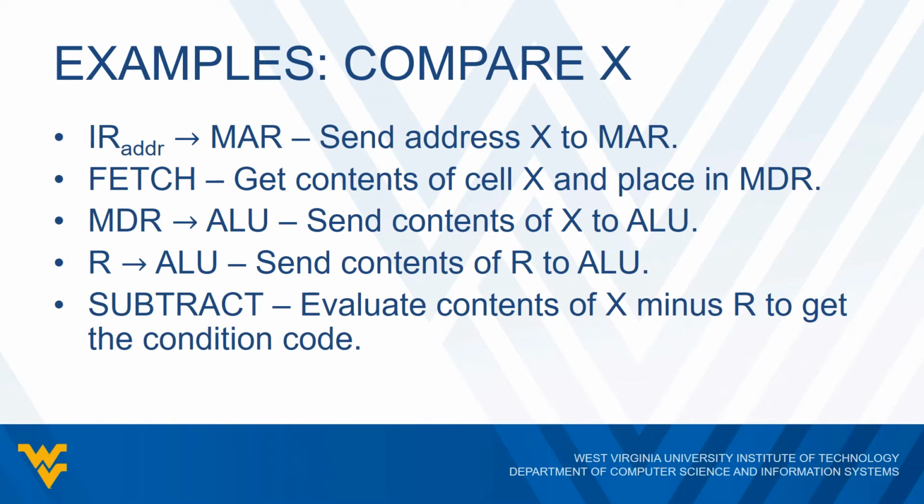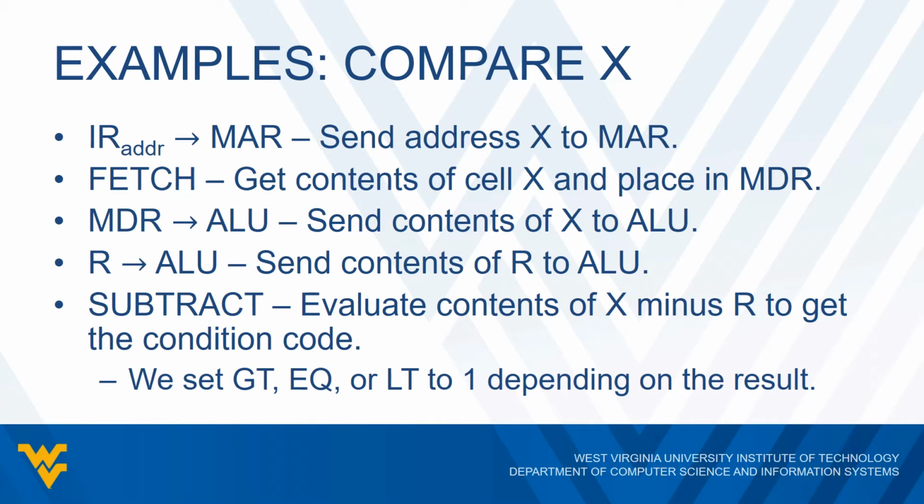We're then going to do a subtract instruction in order to do the comparison. So what we're going to do is evaluate the contents of X minus R to get the condition code. So for example, if the contents of X minus R is greater than 0, that means the contents of X was greater than R. So if that's the case, then we're going to set GT to 1. So depending on the results, we'll just set GT, EQ, or LT to 1. If the content of X minus R is 0, then they're equal to each other, so we're going to set EQ to 1. And if the content of X minus R is less than 0, then we know the contents of X is less than R, so we would set LT to 1.